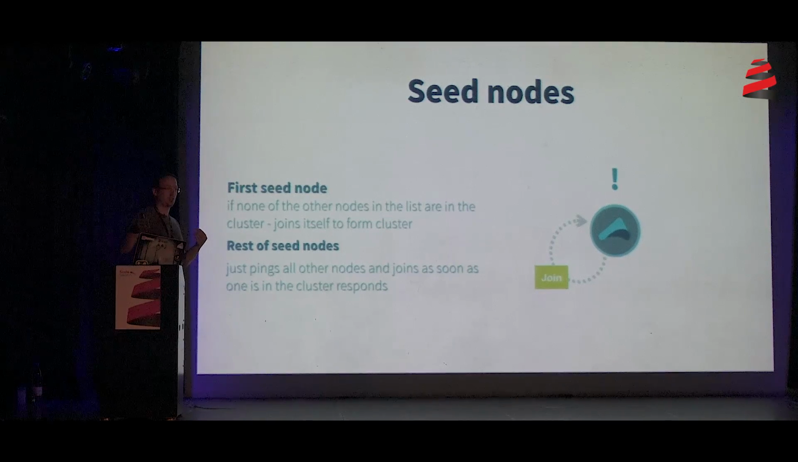The rest of the nodes in the list will never start a cluster on their own. They will wait for one of the other nodes to be available, right? So if you start a 5-node cluster and you have a seed node list, one of them will join itself, and then the other nodes will discover that. So they will ping the other nodes in the list for a while.